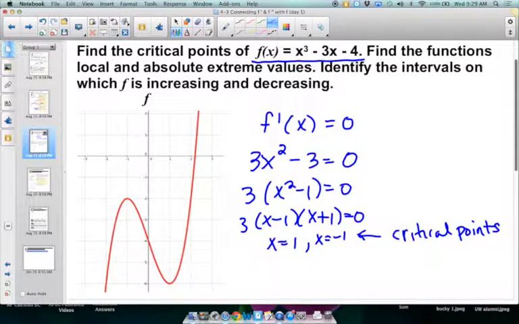Because of the first derivative test, we've got these critical points. Critical points means we've got 0 slope or undefined slope. If we've got a continuous function, it's not going to be undefined, it's going to be 0. Okay? We'll be dealing with these polynomial functions a lot.